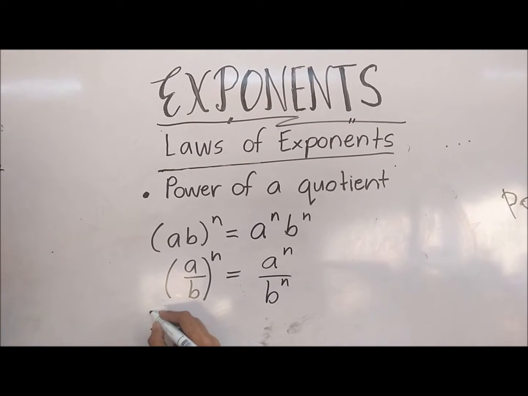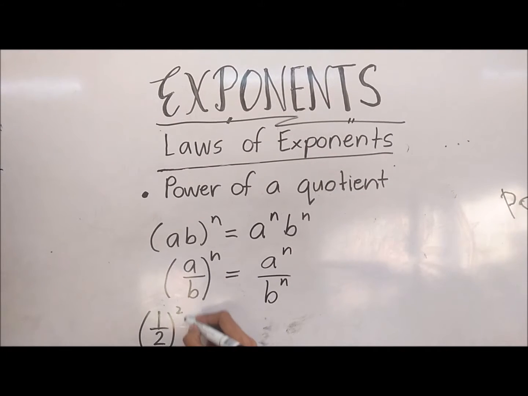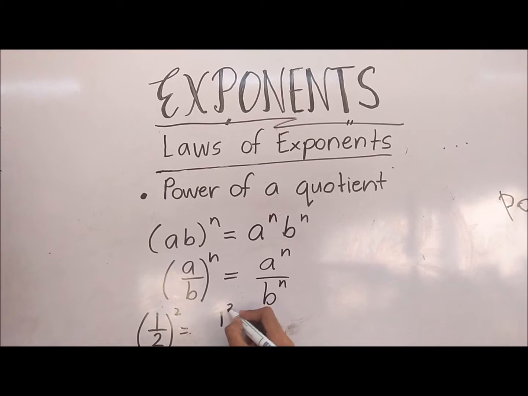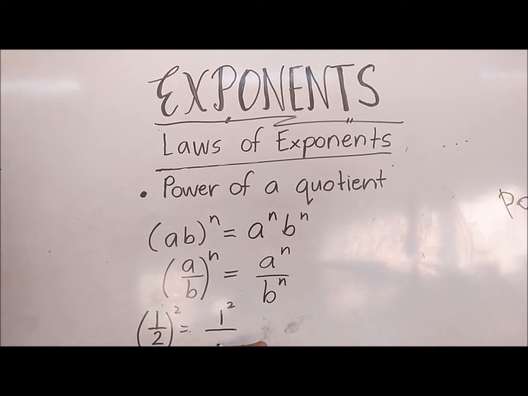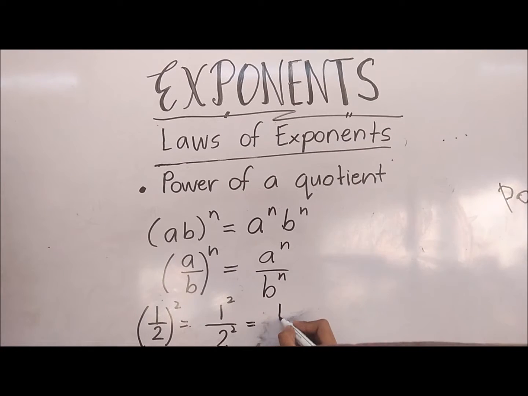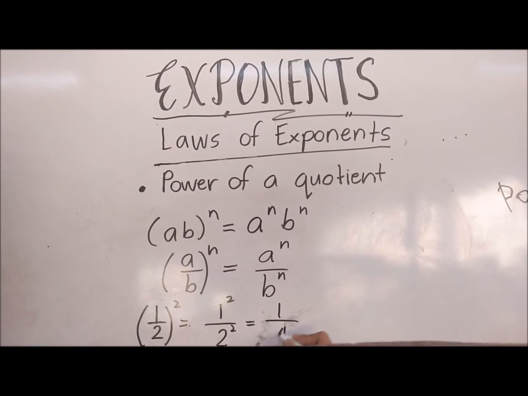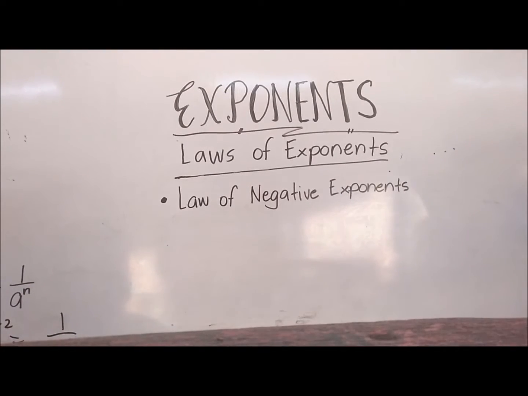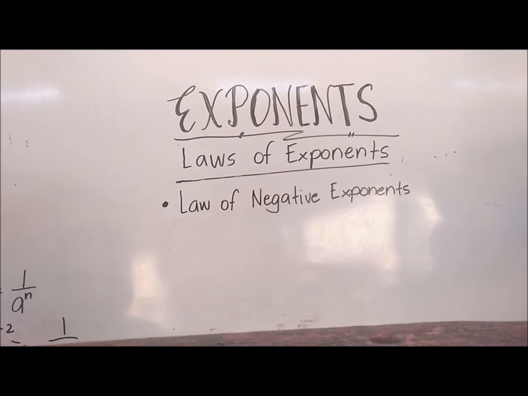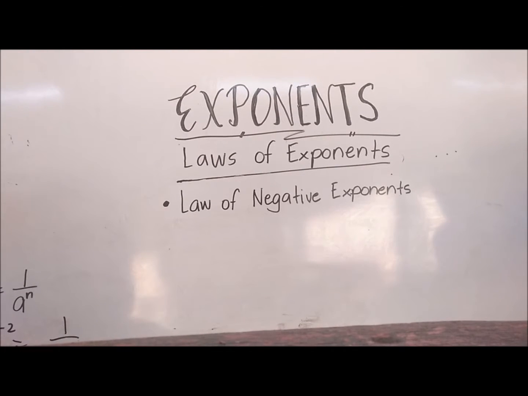1/2 squared is equal to squaring the numerator and denominator, which is simply equal to 1 over 4. The rules discussed a while ago are directly applicable in expressions with positive exponents. Now, we will discuss the law wherein exponents are negative.